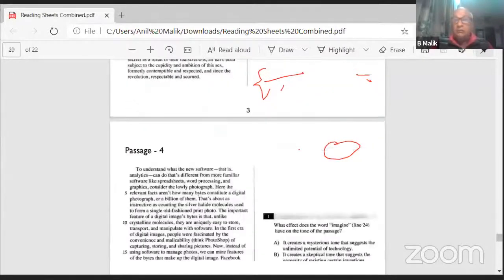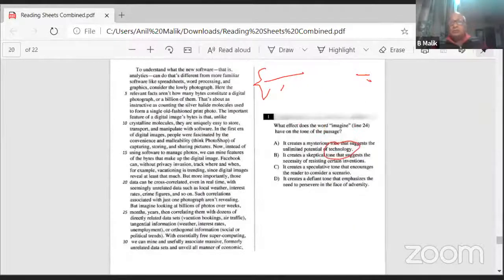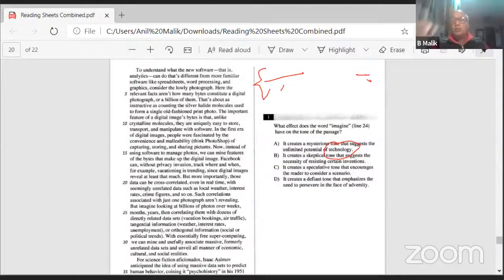I'll go further. Now, you get questions on tone. What is the function of the word imagine? Tone. What does tone do, sir? Tone makes the thing either positive or negative, right? So identify negative or positive. Then I go look for an answer which suggests a negativity or a positivity, right?